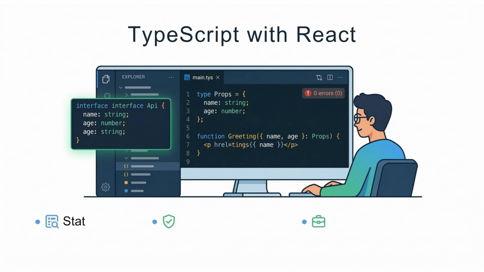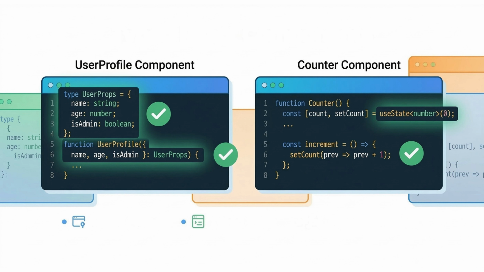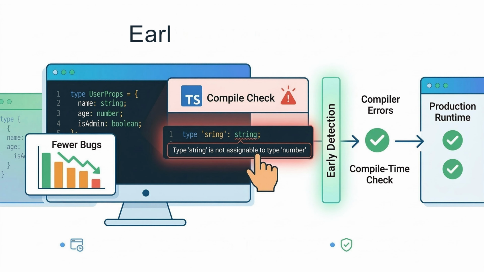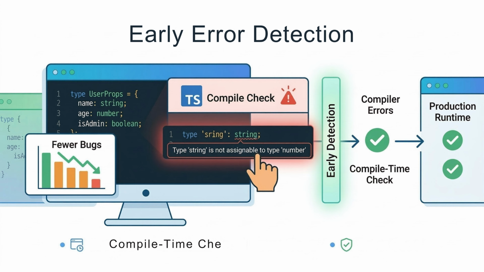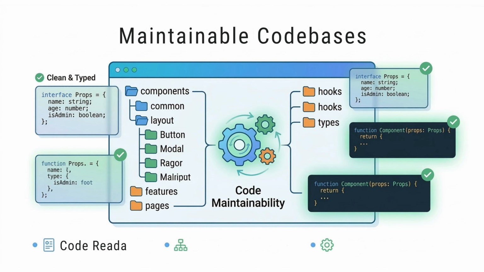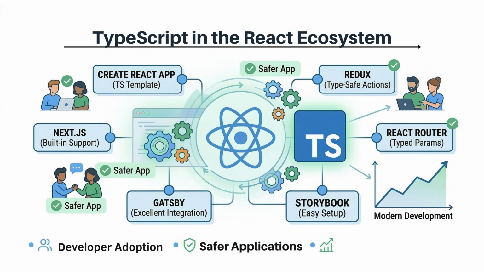TypeScript with React. Many professional React projects use TypeScript. TypeScript is a superset of JavaScript that adds static typing. With TypeScript, developers can define types for props, state, and functions. This helps catch errors during development instead of at runtime. TypeScript also improves code readability and makes large projects easier to maintain. Because of these benefits, TypeScript has become very popular in the React ecosystem.